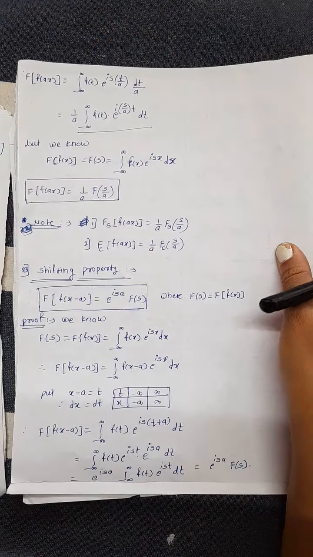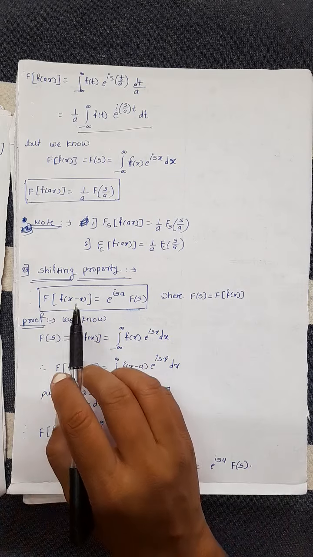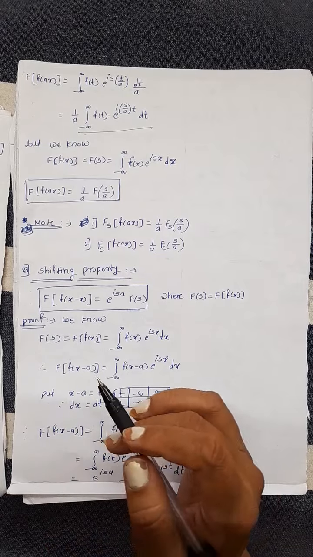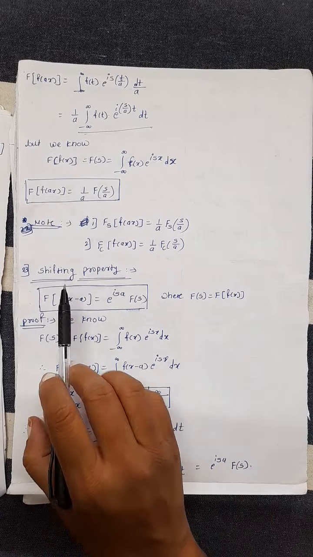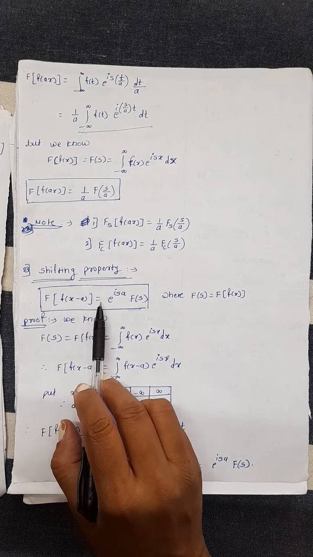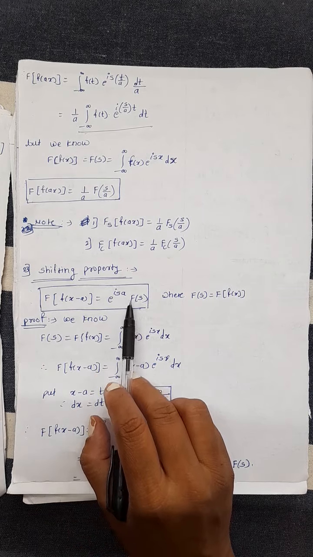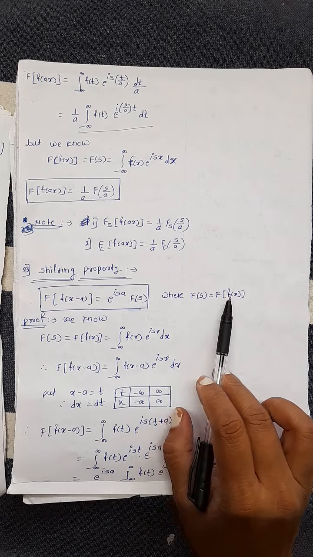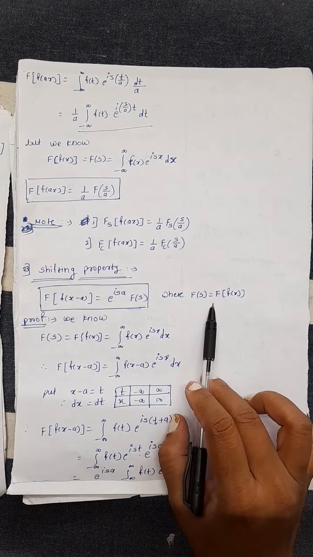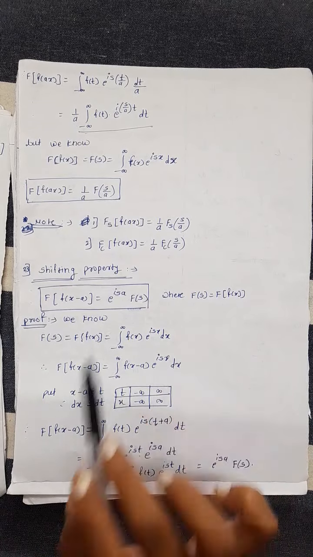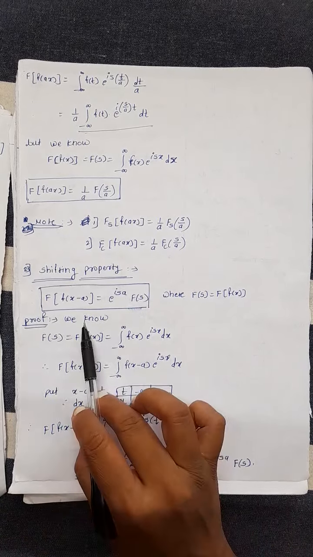This is the first shifting property. Like Laplace, Fourier transform also has similar types of properties. Now the shifting property: F of f(x minus a) is equal to e raised to i s a times F(s), where F(s) is equal to the Fourier transform of f(x). We know this. Okay, like Laplace transform. Now let us prove this property.